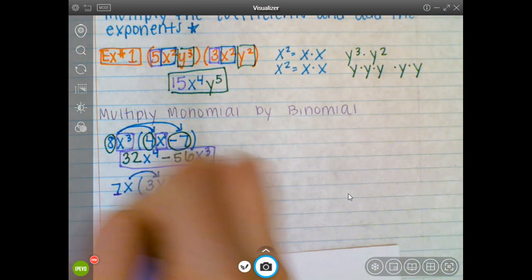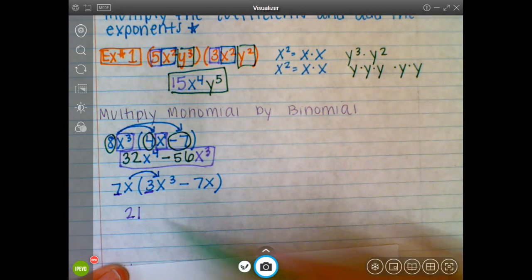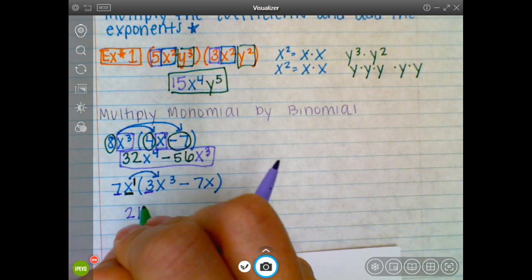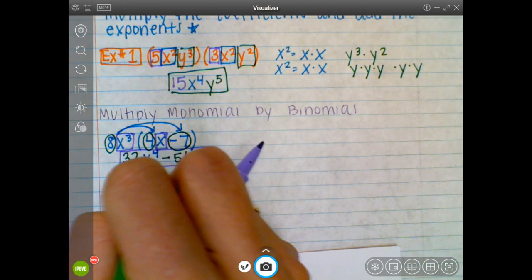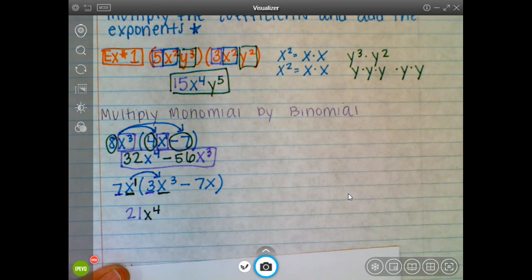So 7 times 3 gives me 21. X, remember there's no exponent, so I add a 1. So x to the first times x to the third gives us x to the fourth. Now I distribute again.